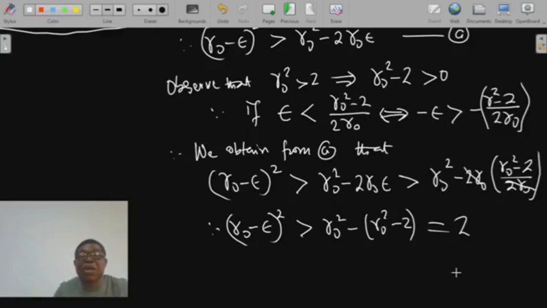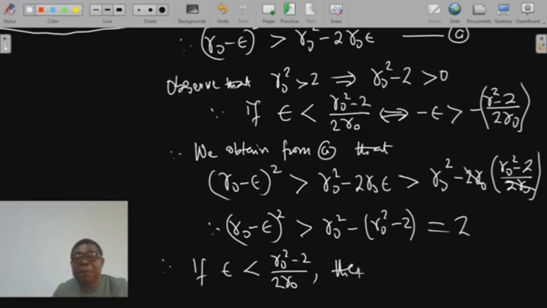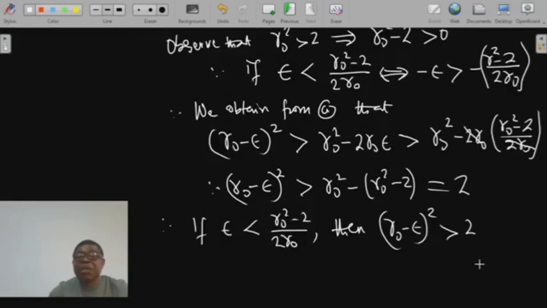So what have we got? What we've got is that if epsilon is less than gamma naught squared minus 2 all over 2 gamma naught, then gamma naught minus epsilon all squared will be bigger than 2. So what does this mean? This is again another contradiction.